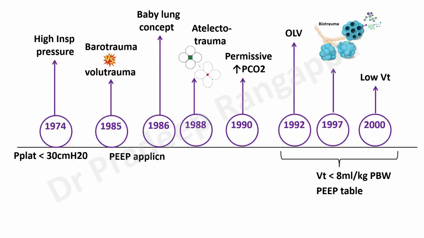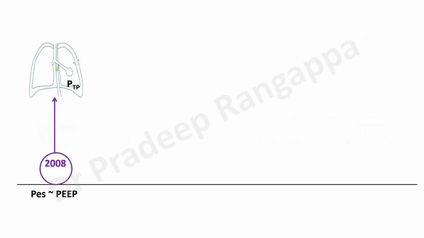Until 2000 to 2008, things remained pretty much adhering to low tidal volume, PEEP table, optimizing PEEP, open lung. Then the whole concept of transpulmonary pressure came. People started introducing the esophageal probes to measure the pleural pressures, because transpulmonary pressure is the difference between airway pressure minus pleural pressure, and esophageal pressure was taken as a surrogate of pleural pressure. This was used as a means to titrate the PEEP. So transpulmonary pressure as a concept came in 2008.